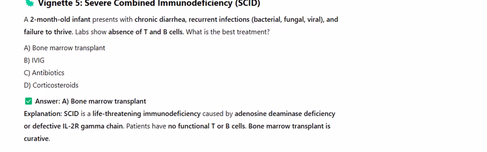What is the best treatment? A. Bone marrow transplant. C. Antibiotics. D. Corticosteroids. Answer A. Bone marrow transplant. Explanation: SCID is a life-threatening immunodeficiency caused by adenosine deaminase deficiency or defective IL-2R gamma chain. Patients have no functional T or B cells. Bone marrow transplant is curative.